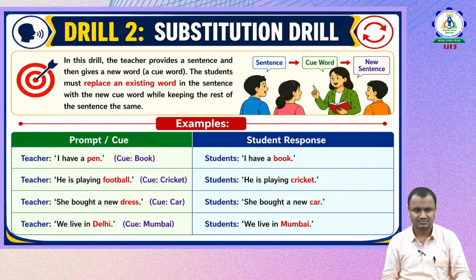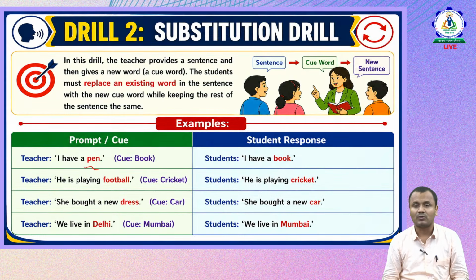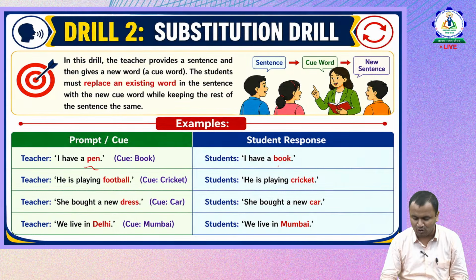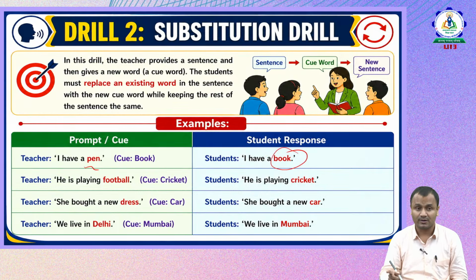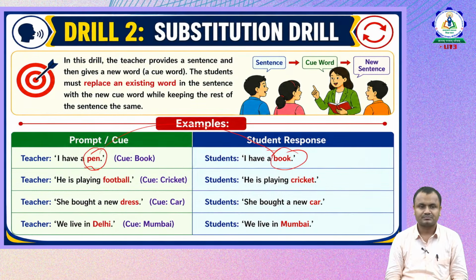For example, let's say the teacher says, I have a pen. Now in the bracket, or on the board, the teacher has written book. What the student has to do is replace this pen with book. So the student's sentence through the substitution drill would be, I have a book. Instead of speaking I have a pen, the student says I have a book, which means substitution of pen with book, substitution of the cue.